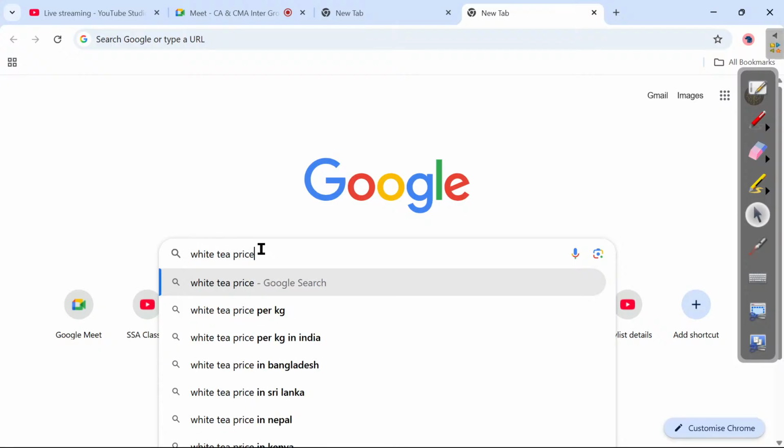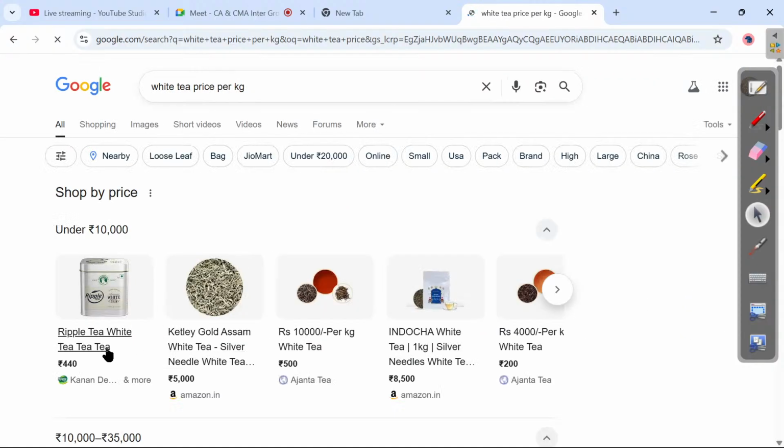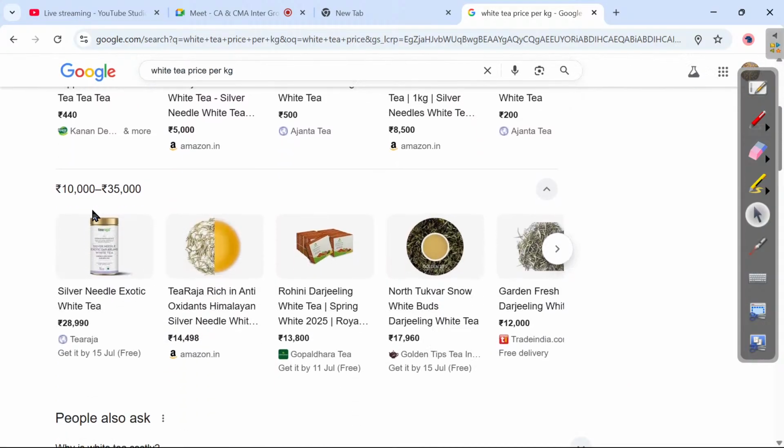We'll see the white tea price per kg. It's around under 10,000. This is 5,000 rupees, Kettle Gold Assam white tea. The Indo Cha white tea is 8,500 per kg. Sometimes the range goes up to 35,000 also. This one, silver needle exotic white tea, costs almost 30,000 rupees per kg.